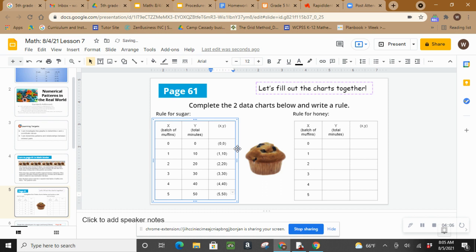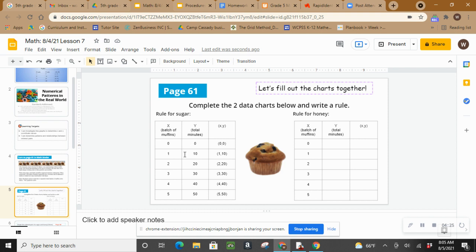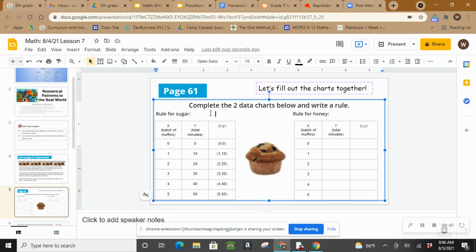All right. So the rule for sugar, what do we say the rule for sugar was? Each batch of muffins required 10 minutes. So 1 equals 10. So the rule for that, if you look here, 1 to 10, 2 to 20, 3 to 30, am I adding? Am I multiplying? Am I dividing? And am I subtracting? Think about 1 to 10, 2 to 20. All right. If you have figured it out, you are multiplying.